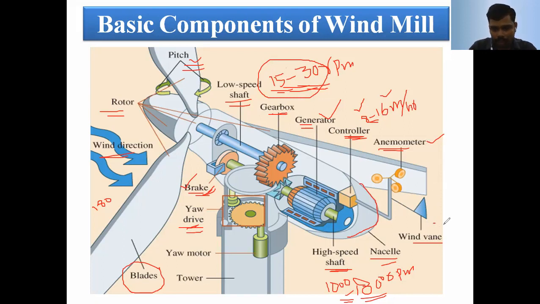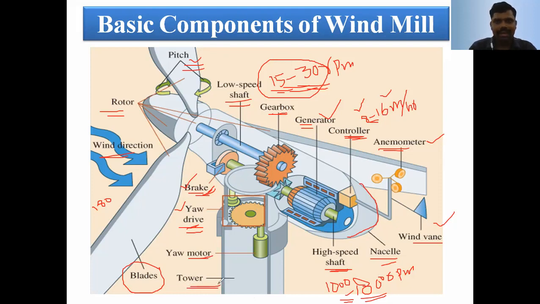And the yaw drive rotates the rotor to face the wind direction change. Based upon the wind vane, the signal is used by the yaw drive and then the yaw motor turns the mechanism. The yaw motor is used to power the yaw drive, which rotates according to the wind direction, toward the side where wind is available.